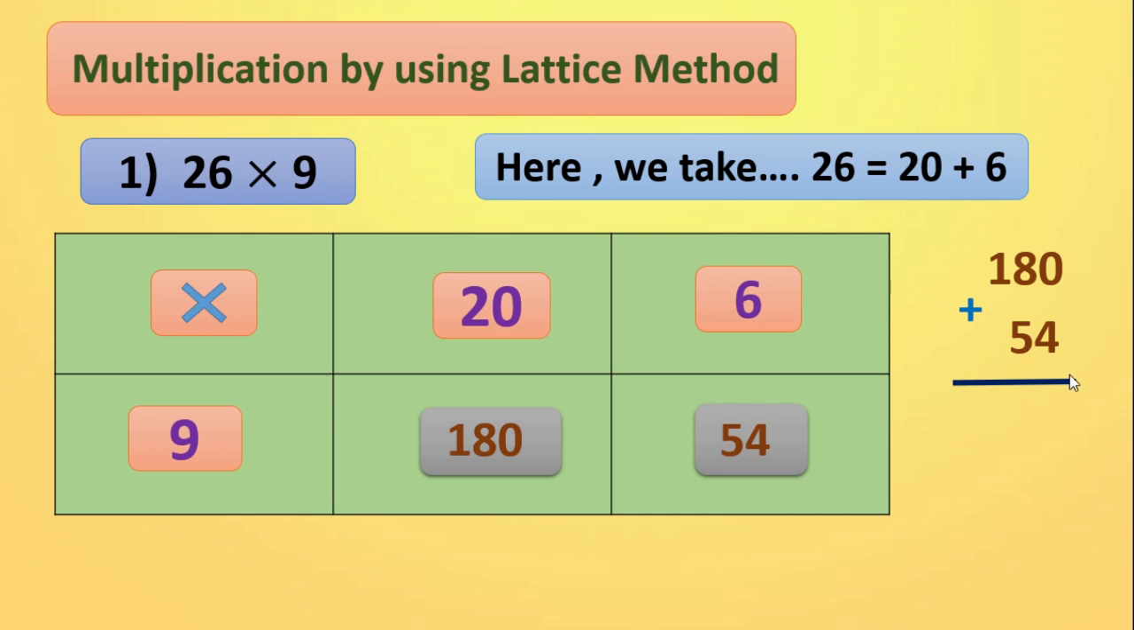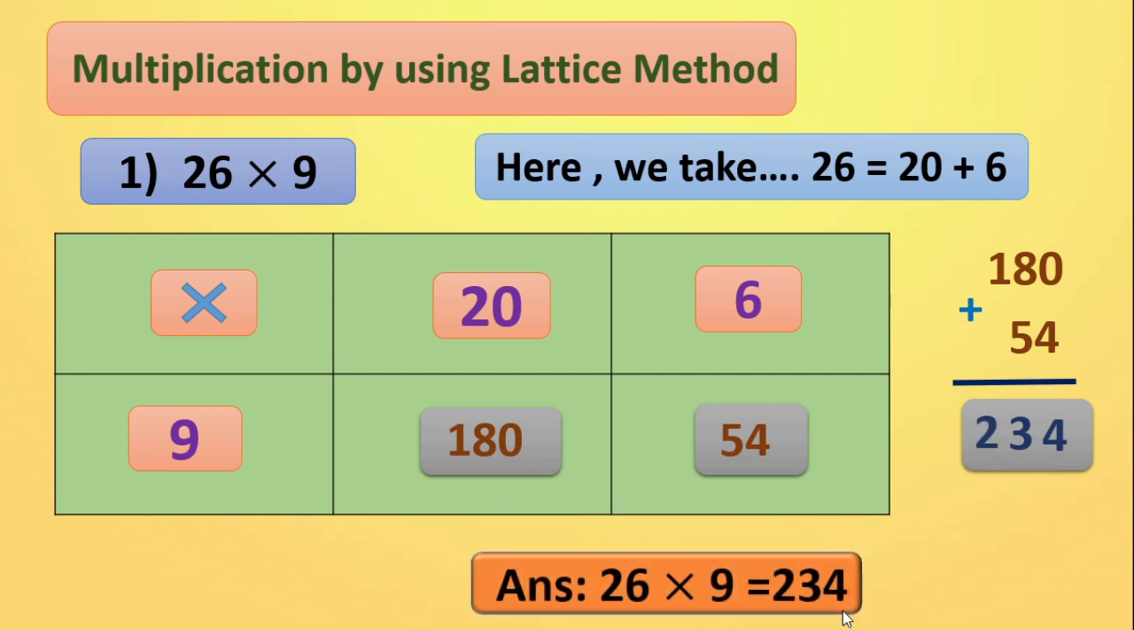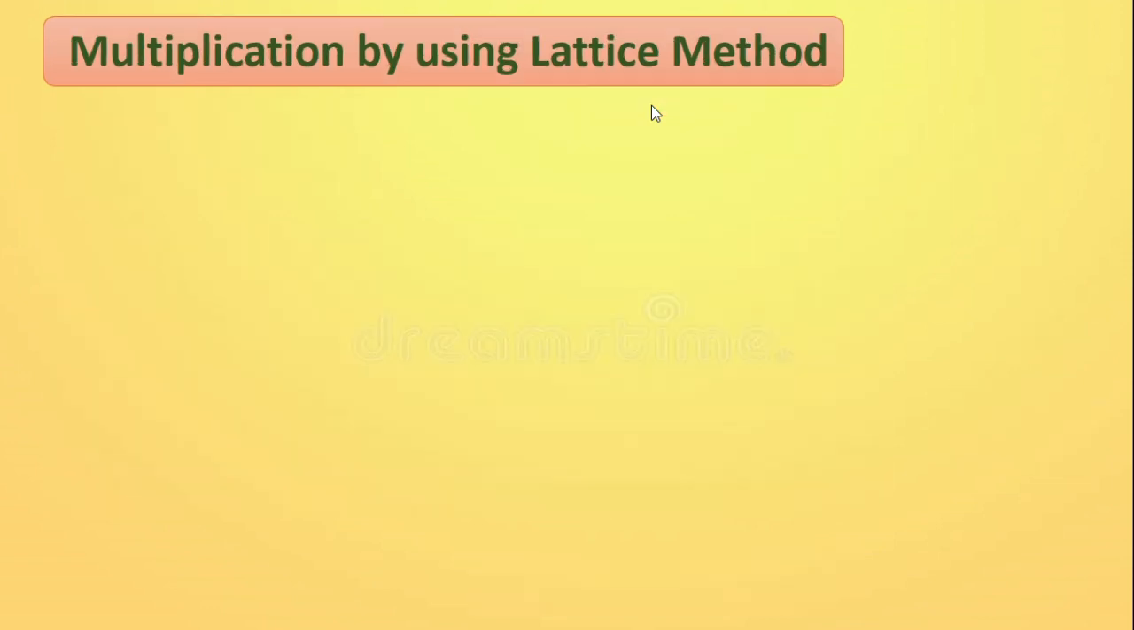Here 0 plus 4 is 4, 8 plus 5 is 13, 3 we will write here, 1 is carried over, then 1 plus 1, that is 2. So 26 multiplied by 9 is nothing but 234. Correct? This is 2-digit number multiplied by a single digit by lattice method. One more we will go through.